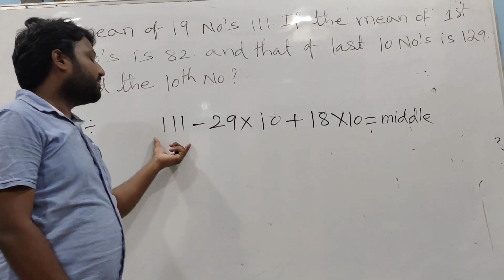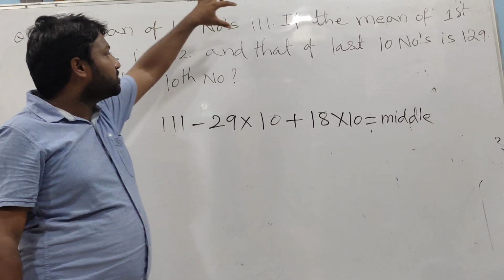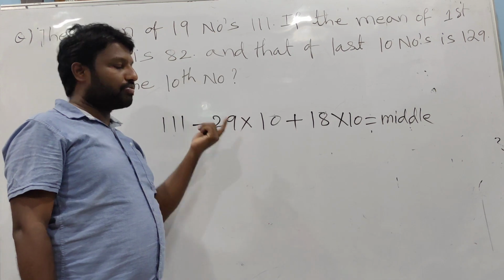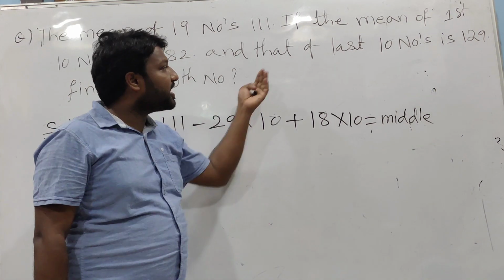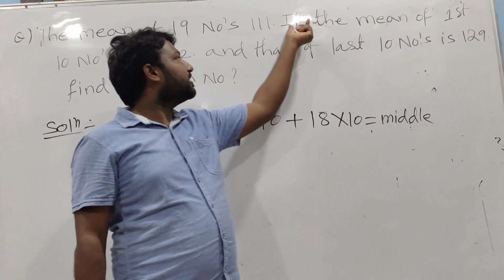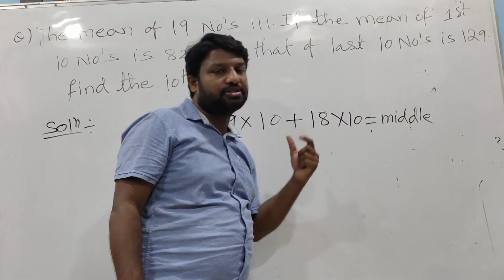So I am taking the total average. The first 10 numbers' average is 82, and the total average is 111, so it is less. I am taking the minus sign. How much less? 29. So I am taking 29 into 10 numbers. Next, the average is 129, so it is greater. That's why I have taken plus. How much greater? Greater by 18. So I am taking 18 into 10 numbers. That is equal to the middle value.